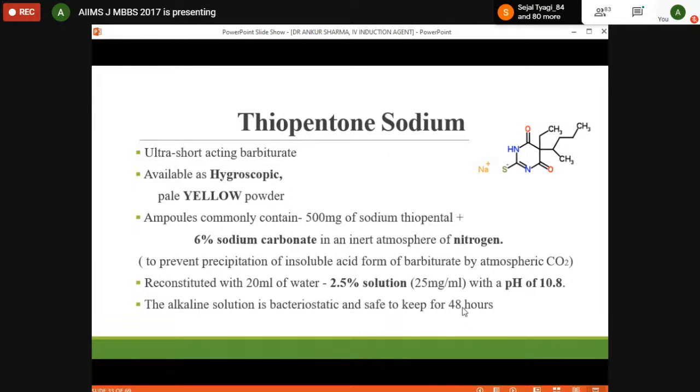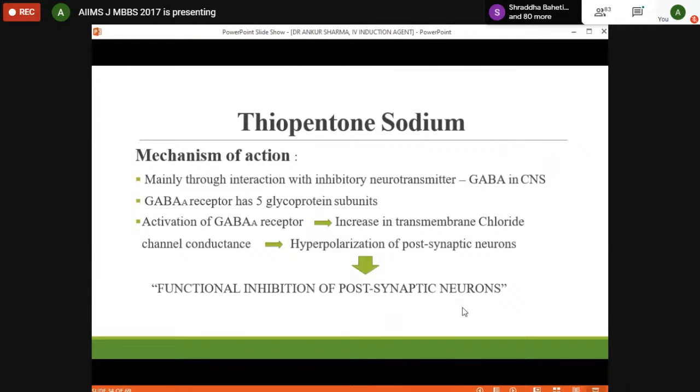And in OTs, we should reconstitute it by mixing with 20 ml of water. The final dilution is a 2.5% solution. That means 25 milligrams per ml with a pH of 10.8. The alkaline solution is bacteriostatic and safe to keep for 48 hours.